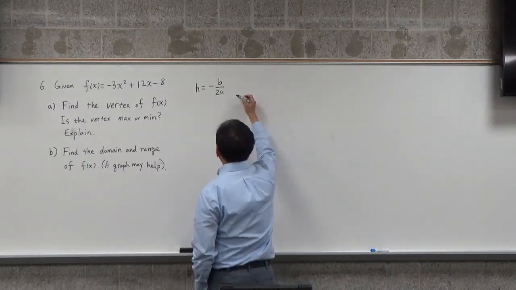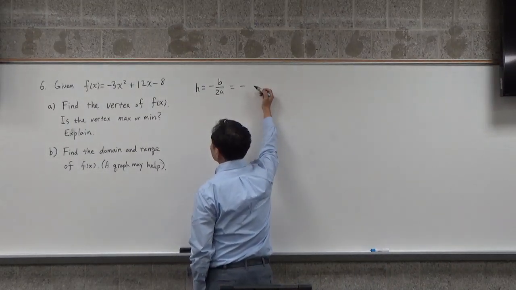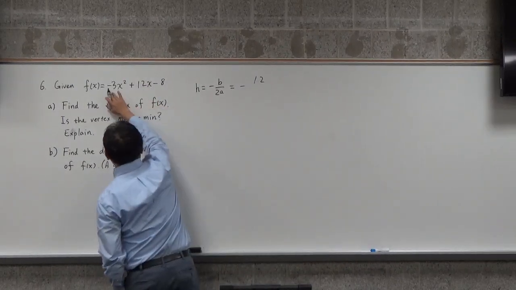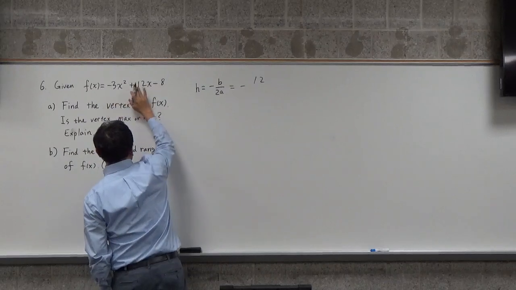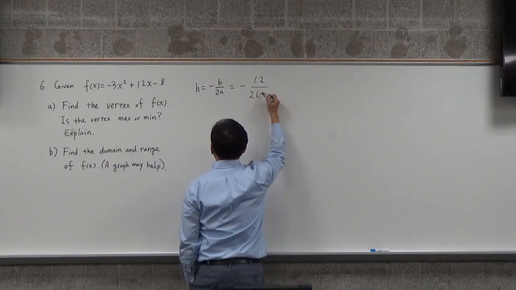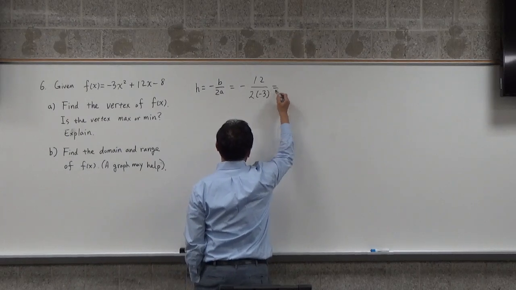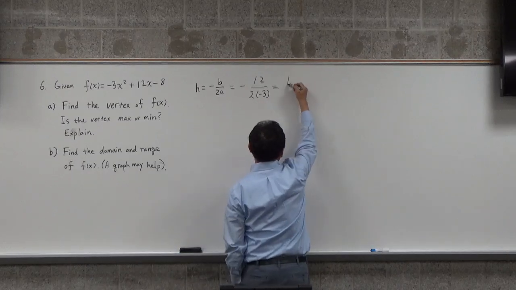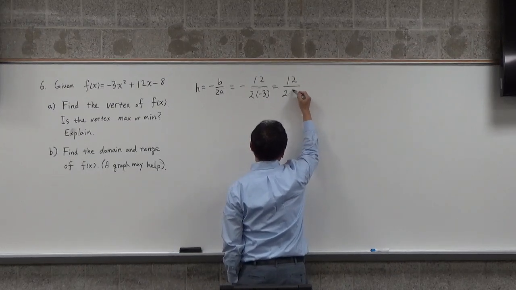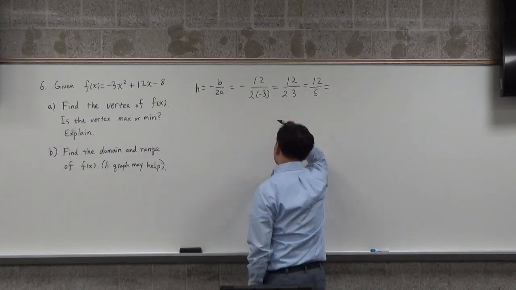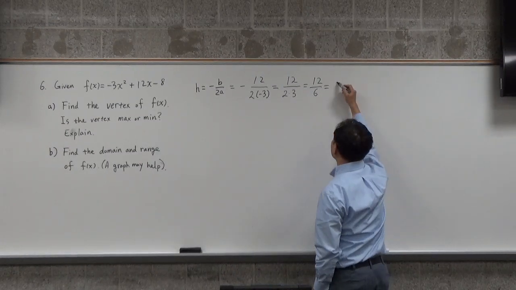Okay, then let's see. What is b? B is 12. See, it's a, b, c. So a is negative 3, b is 12, c is negative 8. This negative and this negative will cancel. So you just get 12 over 2 times 3, which is 12 over 6. What's 12 divided by 6? 2.